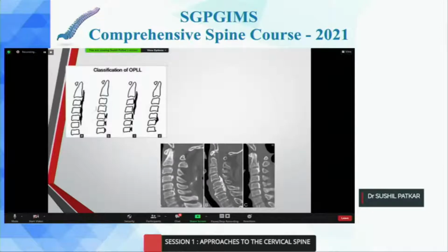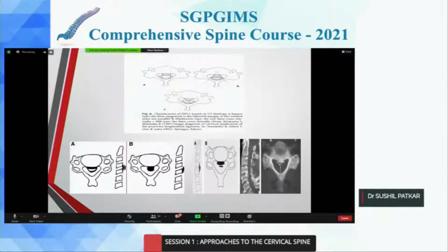Of course, there are classifications which are important to know for decision making: the continuous type, the segmental type, the mixed type, and the focal type. And also on axial section, it is important to know that there is a square type, there is a hill type, and there is a mushroom type.